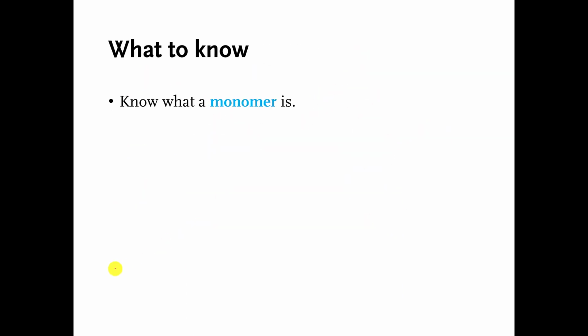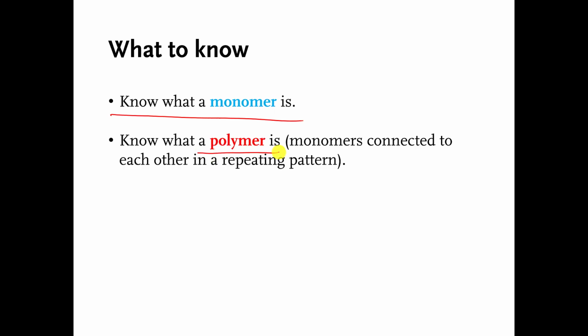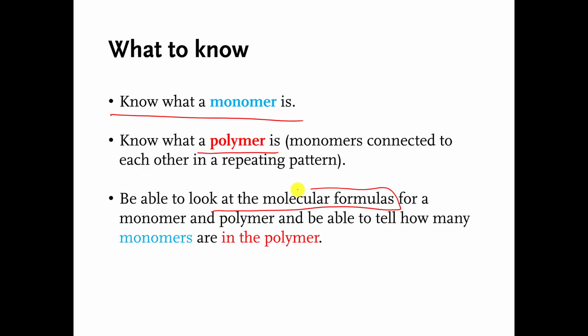What do I want you to know? I want you to know what a monomer is. That's a little molecule that can be connected. You can take a bunch of them and connect them to each other to make a polymer. You should know what a polymer is. You should be able to look at the formula of a monomer and polymer and be able to tell me how many monomers were used to make up the polymer. You'll see an example of this coming up, but in a later video. And that's the end of this video talking about polymers.